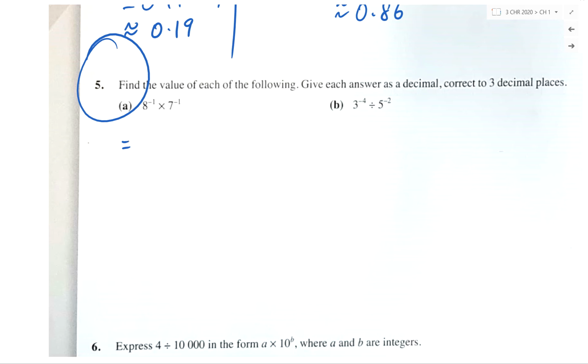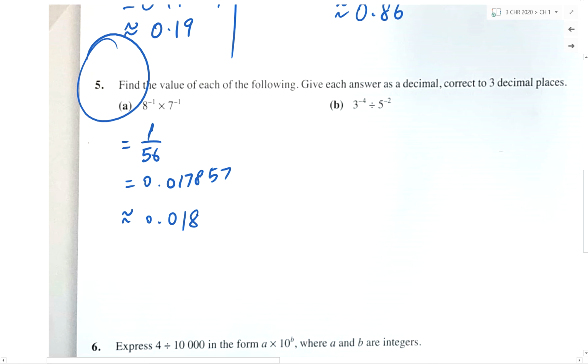I actually have a habit of writing down exact values first, in case later on I need them. Maybe I need to use it. So I love to write down the exact value, then I write out the decimal: 0.017857. Round off, 3 dp, 0.018.